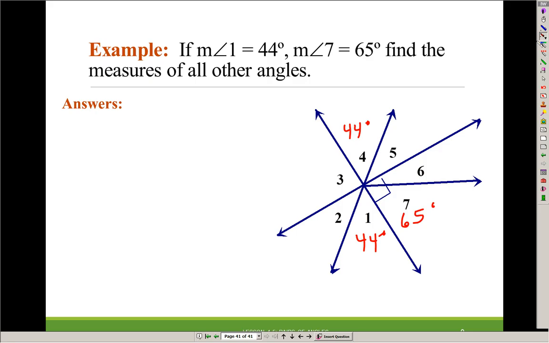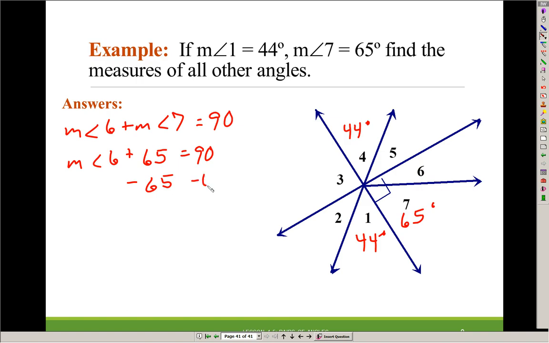But I hope you notice a right angle box right there. Right angle is 90. So angle 6 and angle 7 make that right angle box. Measure of angle 6 plus the measure of angle 7 is 90. And the measure of angle 7 is 65, so I will substitute that in. Solve for measure of angle 6. And the measure of angle 6 ends up being 25 degrees. So that's 25 degrees.